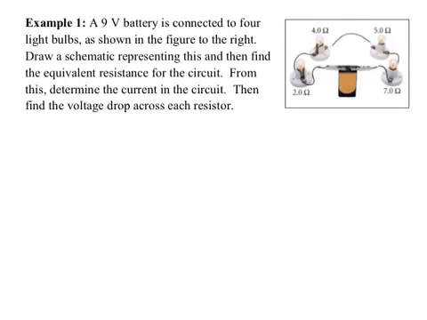So example 1 says a 9-volt battery is connected to 4 light bulbs as shown in the figure to the right. Draw a schematic representing this and then find the equivalent resistance for the circuit, that REQ value. From this then determine the current in the circuit and also find the voltage drop across each resistor.